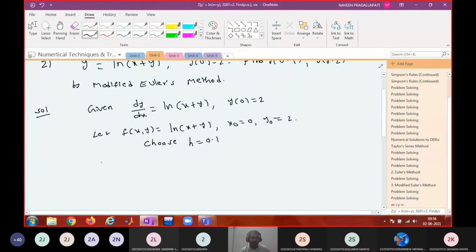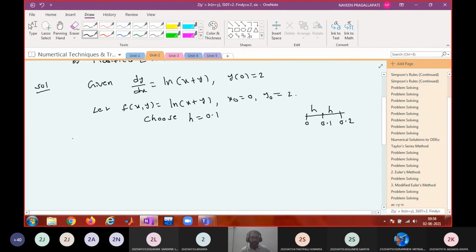Always draw some rough diagram like this so that you will understand whether the points are equally spaced or not. So x1 equal to x0 plus h equal to 0.1, x2 equal to x1 plus h equal to 0.2.